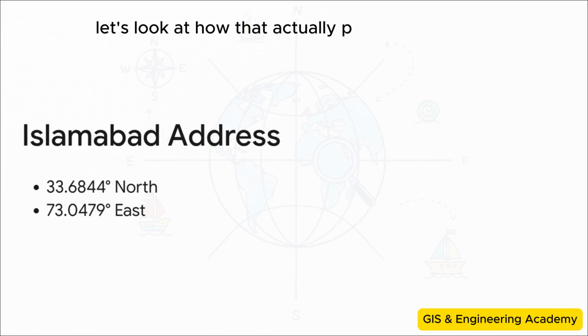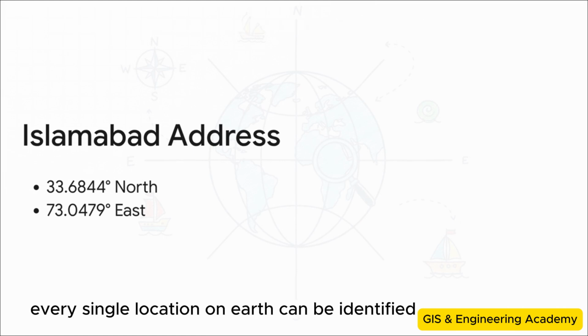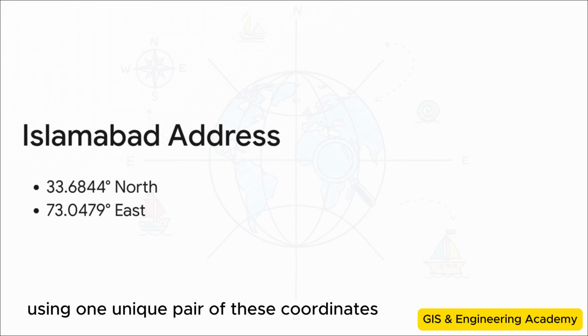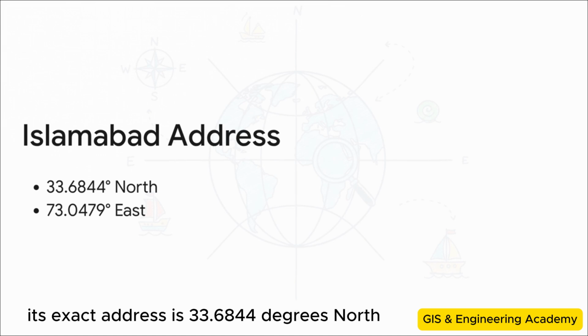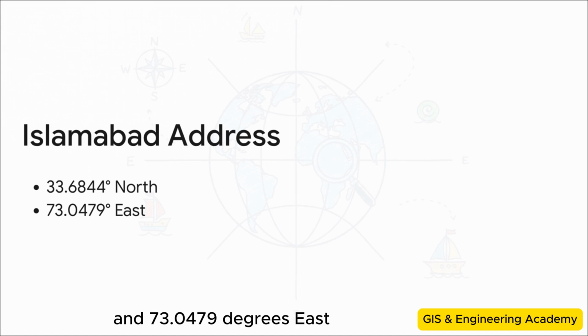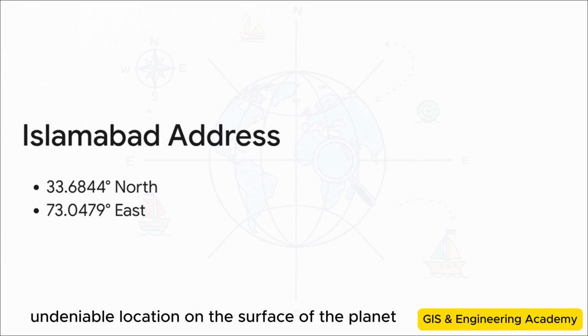Let's look at how that actually plays out in reality. Every single location on Earth can be identified using one unique pair of these coordinates. Take Islamabad, for example. Its exact address is 33.6844 degrees north and 73.0479 degrees east. Just like a highly specific house number on a very specific street, these two values lock in one exact, undeniable location on the surface of the planet.